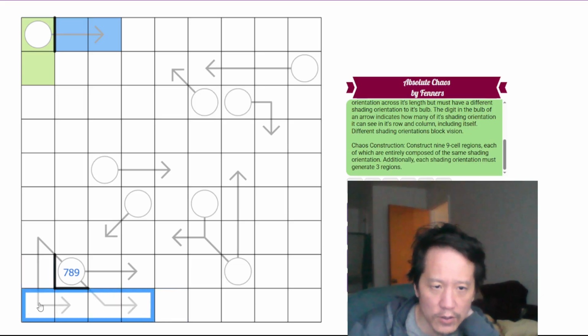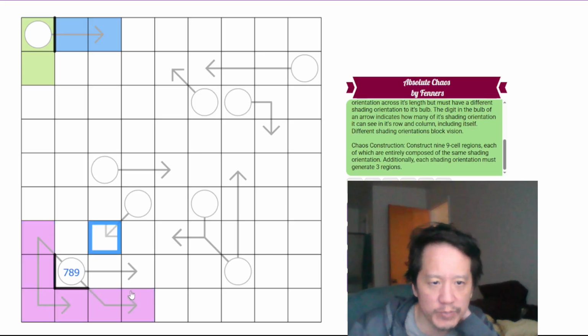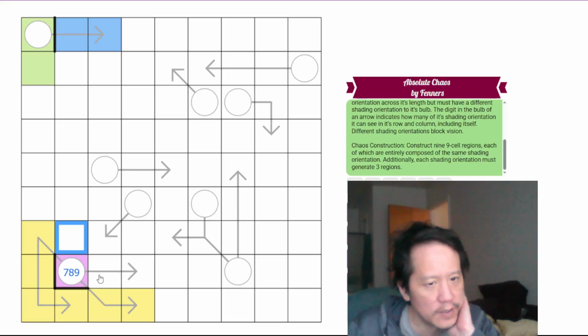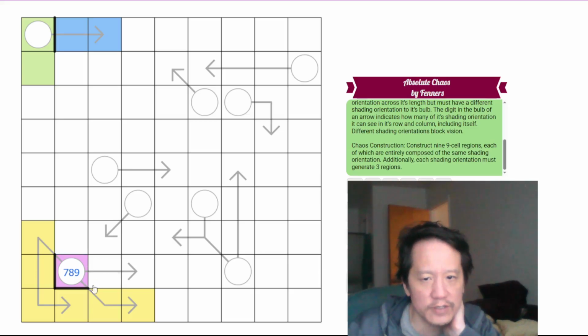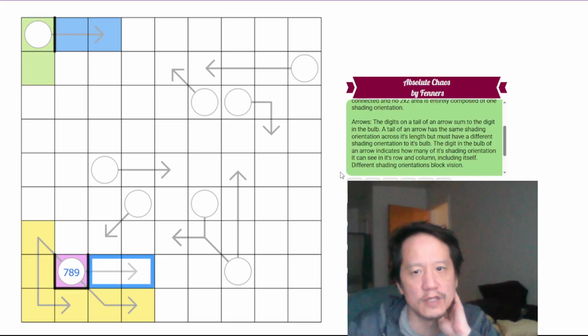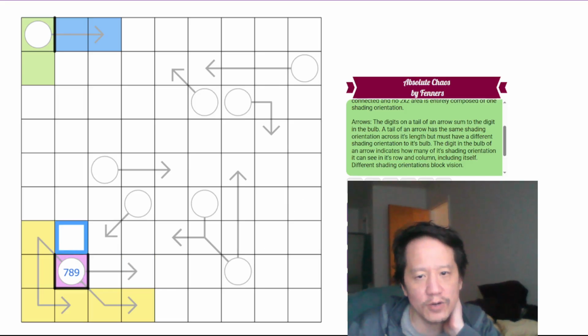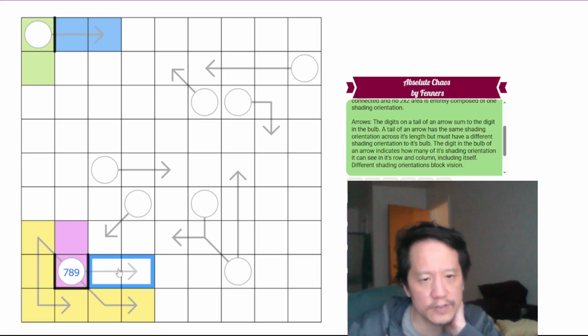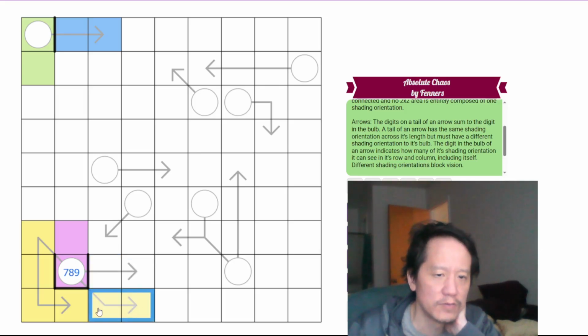So these are all the same shading orientation. It's likely green would be my guess, but we'll make it pink for now. Actually, let's make it yellow, and this will make pink. This also has to be a different shading orientation because the arrows, again, are a different shading orientation than the bulb. So this must go up this way. These are different. This cannot be the same as this yellow. So this is a separate orientation here.